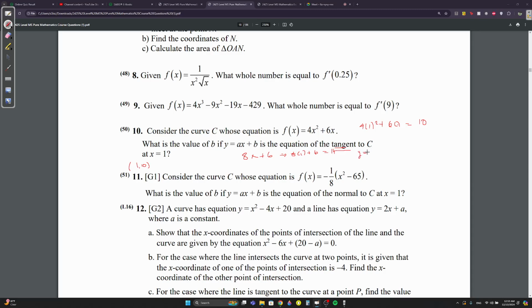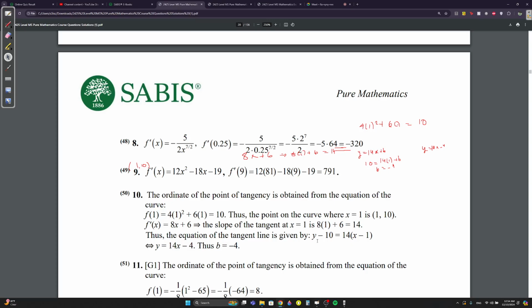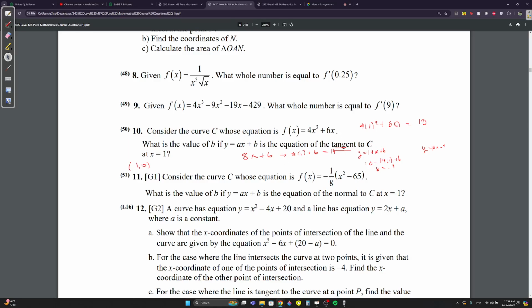So now what's the third step? 14x plus b. Always y equals mx plus b is the last step. What's our y? It's 10. What's our x? It's 1. So b is equal to minus 4. So the equation of the tangent is 14x minus 4. See? Yes. They want the value of b, so b will be minus 4.